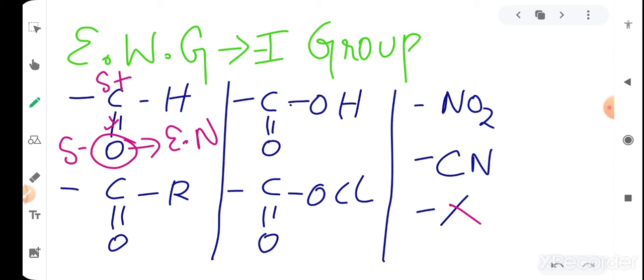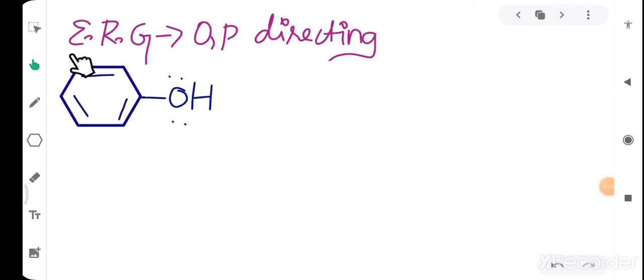electron withdrawing groups. All electron releasing groups are ortho-para directing in nature. It means that if the substituent atom or group attached to a benzene ring is electron releasing in nature, then if it reacts with an electrophile, the product will be either the ortho substituted product or the para substituted product or a mixture of both ortho and para substituted products. We'll see why this happens.